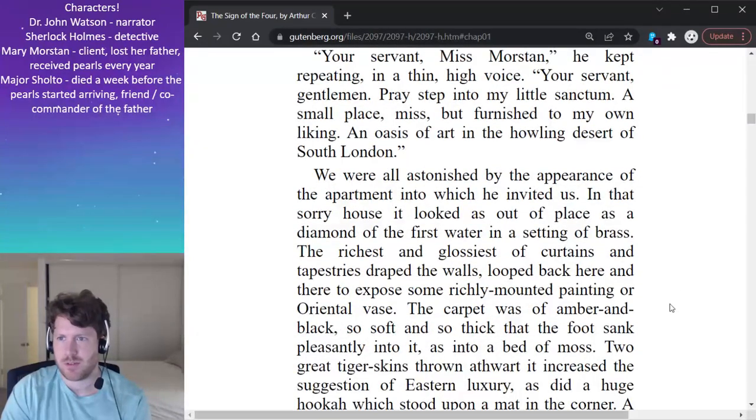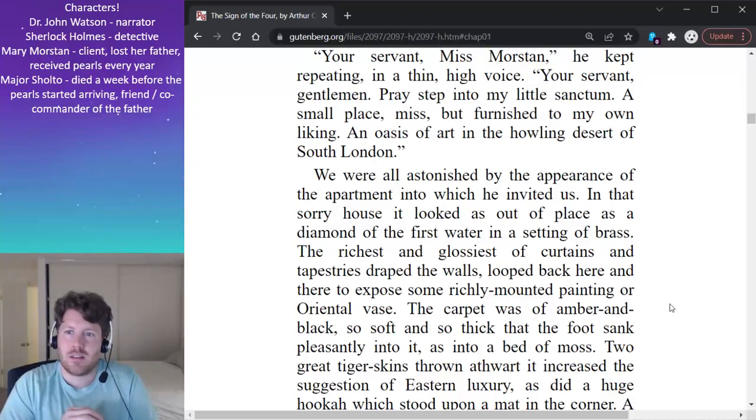"Your servant, Miss Morstan," he kept repeating in a thin, high voice. "Your servant, gentlemen. Pray step into my little sanctum. A small place, miss, but furnished to my own liking. An oasis of art in the howling desert of South London."